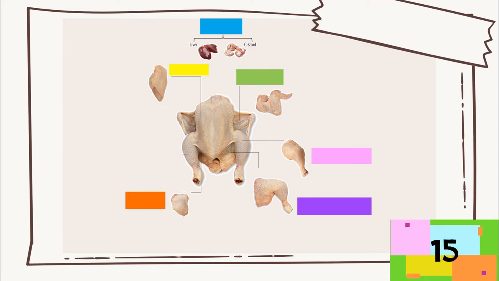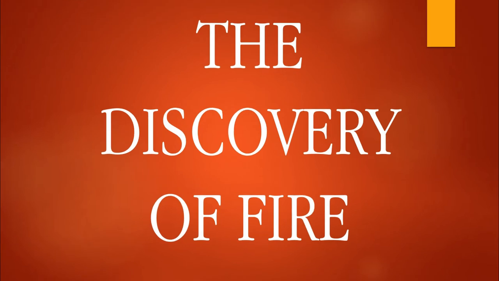Okay, let us answer. For the yellow tag, we have breast. For the green tag, we have wing or the wing part. On the pink tag, we have drumsticks. On the orange tag, the answer is thigh or the thigh part. For the violet tag, we have leg quarter. And for the blue tag, we have giblets. Very good. You are now ready for our next topic.